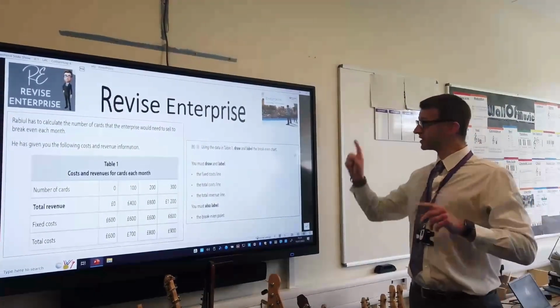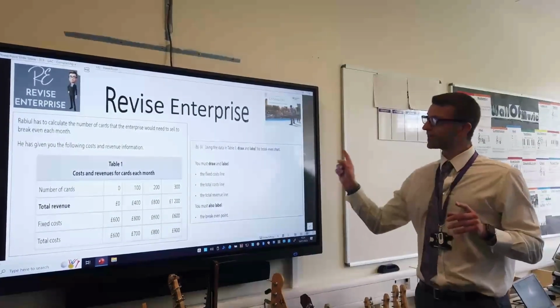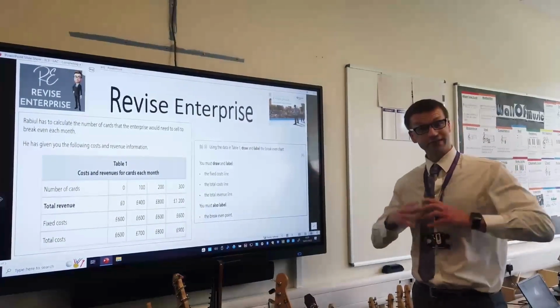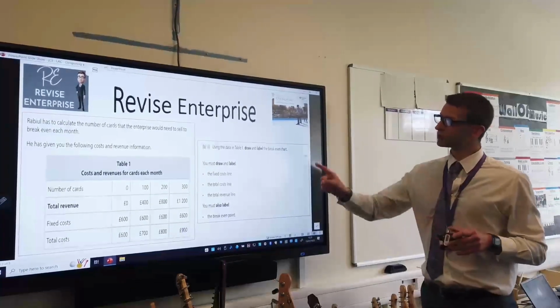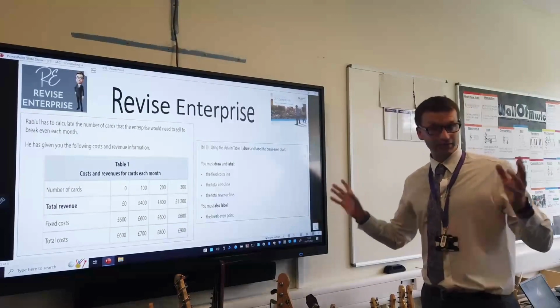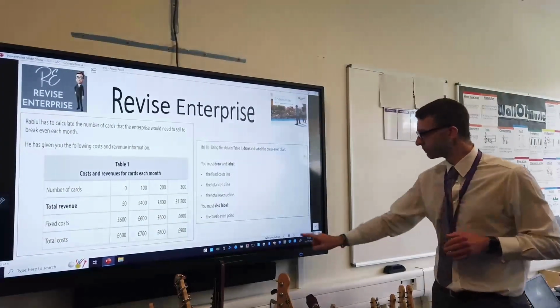Now the question is asking you for 4 marks here, so there's a lot of marks attached to this section. Using the data in table 1, which is here, draw and label to get your full marks, so you need to label it as well. The fixed cost line, the total cost line, the total revenue line, and then finally the break-even point. So we're going to show you now how you get 4 marks on this question.